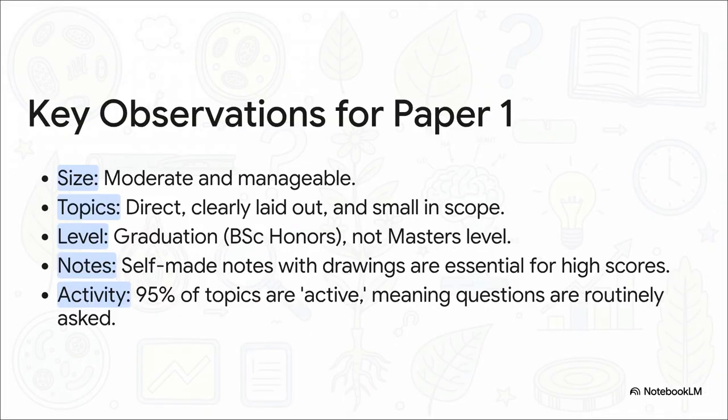This is a huge advantage if you're even thinking about both exams, and it makes your whole preparation incredibly efficient. So, what's the terrain actually like? Well, first, the syllabus size is moderate and totally manageable. The topics are direct, and crucially, the level we're talking about is BSc Honours, not some scary, daunting master's level. Now, here's a key tip. Self-made notes filled with your own drawings are absolutely essential. Why? Because botany is an incredibly visual subject. Actually drawing out complex structures like flower parts or life cycles literally burns them into your memory. And finally, you can rest assured your effort won't be wasted. Questions have been asked on about 95% of the topics over the years.